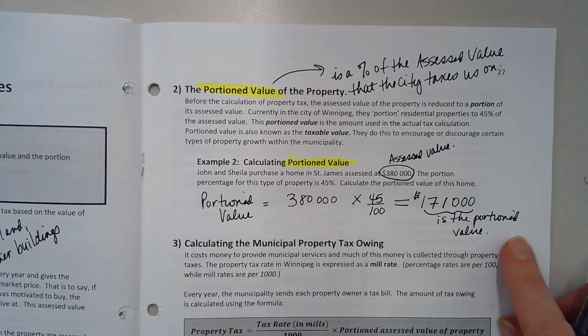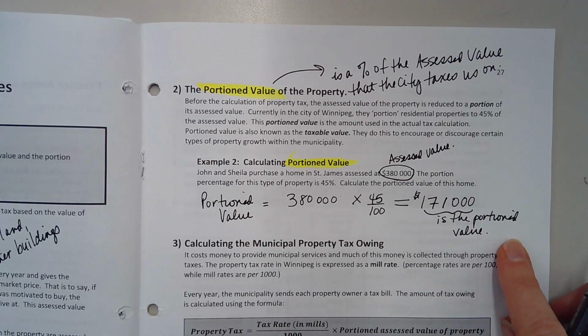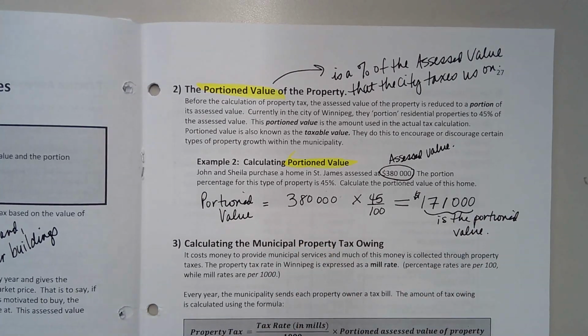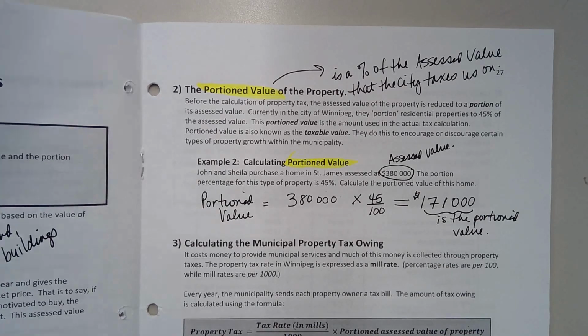This isn't the tax. This is just the amount of property that the city will tax on. So that's a good thing, right? They're not going to tax us on the full amount. They're just going to tax us on a part of a little less than half of your value, right? So that's good. So far, so good?